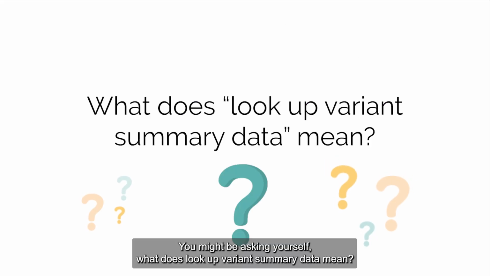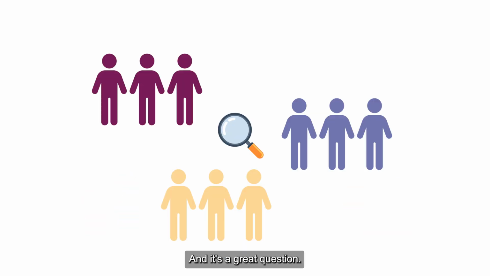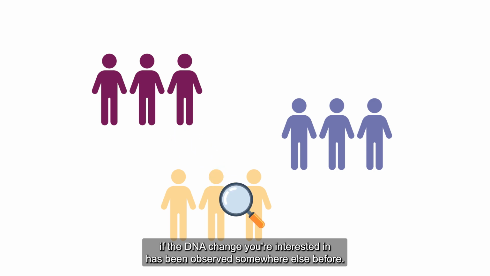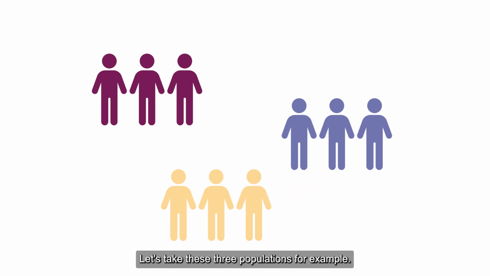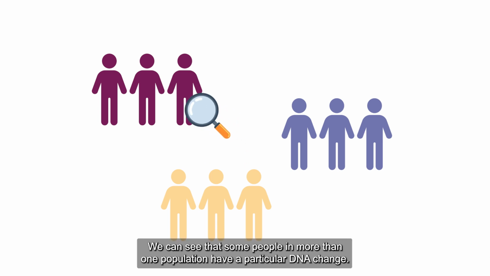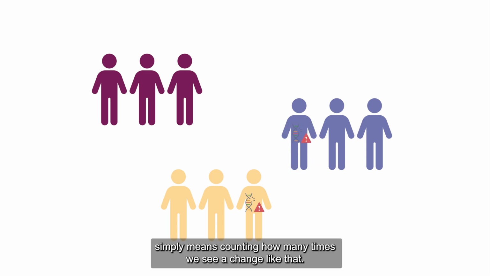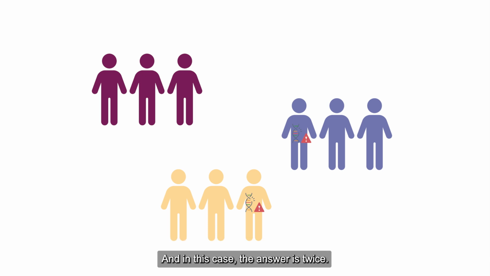You might be asking yourself, well, what does lookup variant summary data mean? And it's a great question. It's essentially checking datasets to see if the DNA change you're interested in has been observed somewhere else before. Let's take these three populations, for example. We can see that some people in more than one population have a particular DNA change. Looking up variant summary data simply means counting how many times we see a change like that. And in this case, the answer is twice.